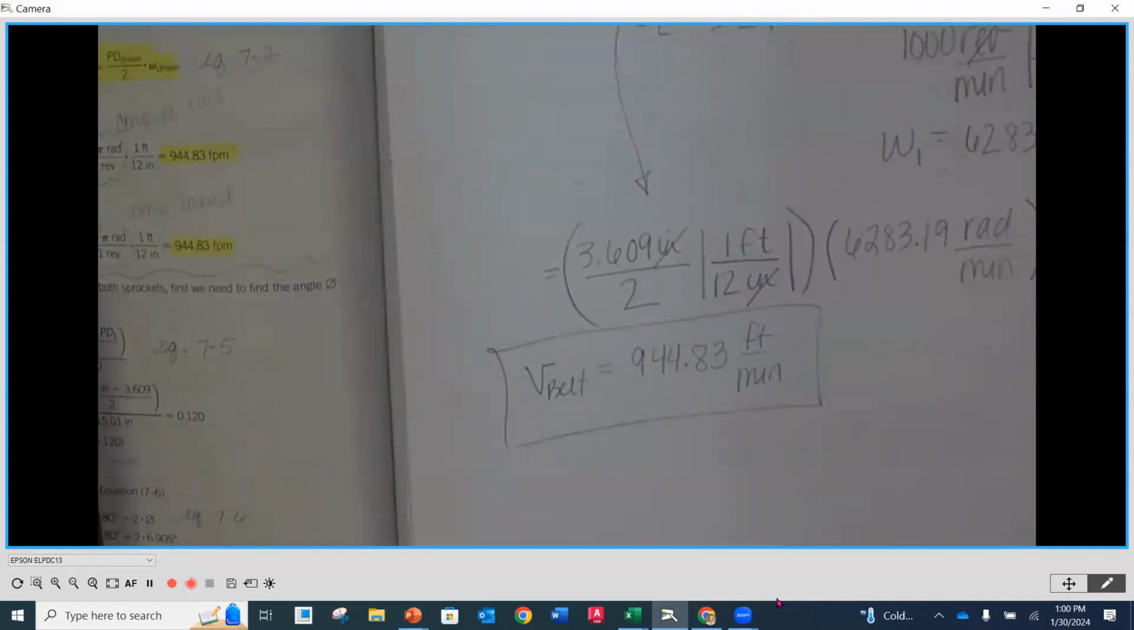You should get 944.83 feet per minute. Don't forget to divide by 2. That one's an easy one to forget. So don't forget to divide by 2, because it's the pitch diameter divided by 2 to get that radius.